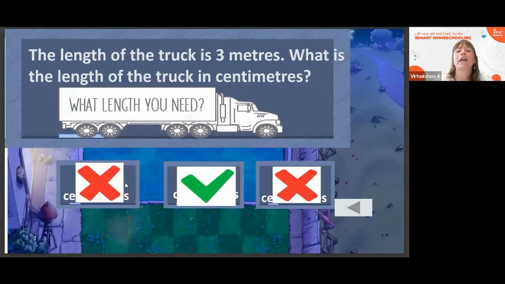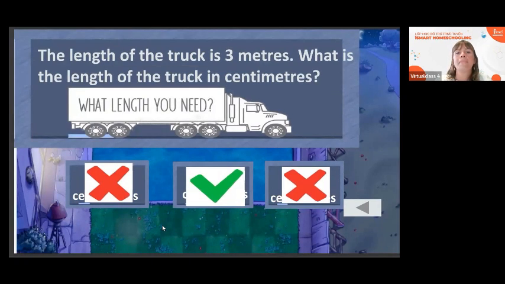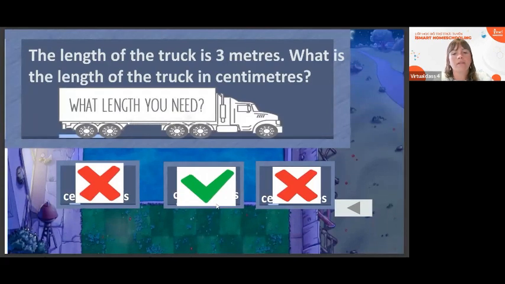The length of the truck is 3 meters. What is the length of the truck in centimeters? So remember, meters. There we go. Good. Meters is bigger than centimeters. So we times it by 100. Great. It will be 300 centimeters. 300 centimeters. There we go. Great job. All right. Good. Let's take a look at the next one.